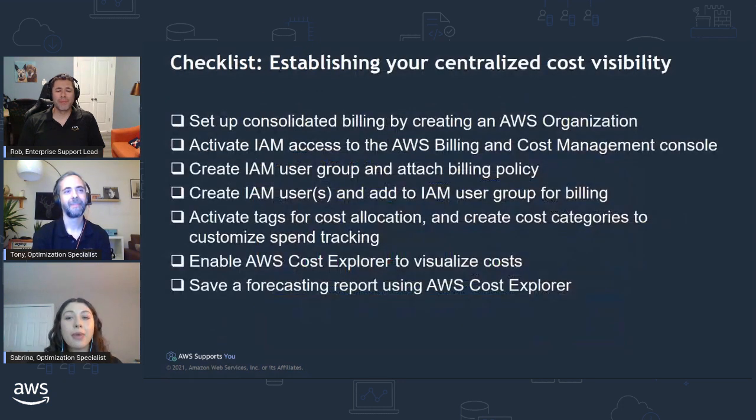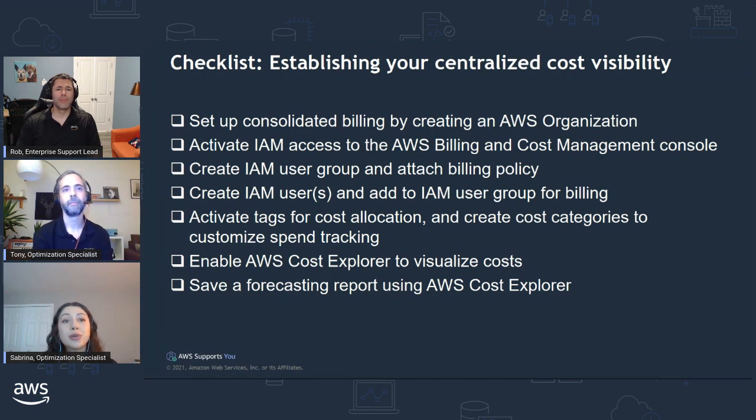Awesome. So moving on, finally, we have put together a checklist with best practices to follow based on the topics that were mentioned throughout this webinar. First up, some actions based on the topics that Tony covered would be to set up consolidated billing by creating that AWS Organization, activating IAM access to the billing and cost management console, creating user groups and then attaching billing policies for those. And then finally, creating IAM users to then add into the IAM user group for billing.